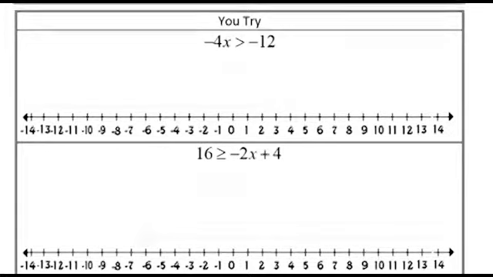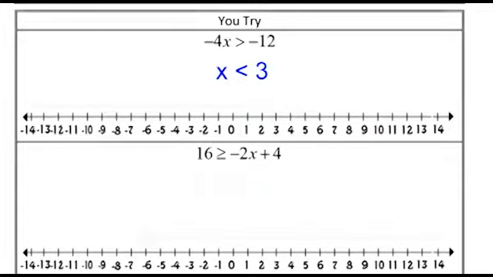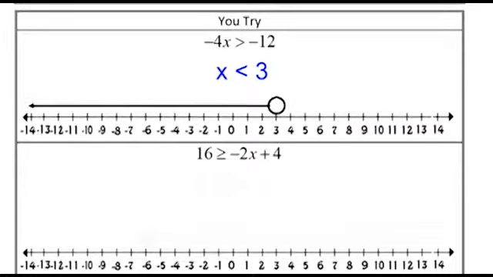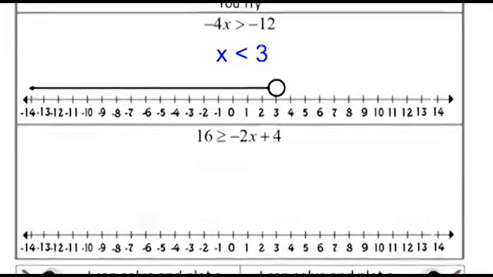Welcome back. When we solve this one, we should end up with x is less than 3. You had to flip the inequality because you divided by negative 4. I'm plotting at positive 3. And it's pointing to the left. Again, check a point. 0 is less than 3, so that's a true statement.